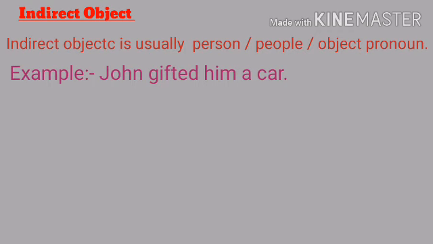For example, John gifted him a car. In this sentence, the word him is the object pronoun, and also it's a person, it's not a thing, and therefore the word him is indirect object.